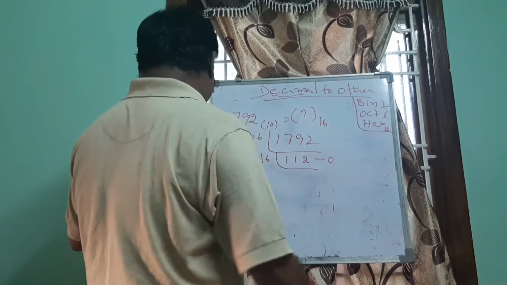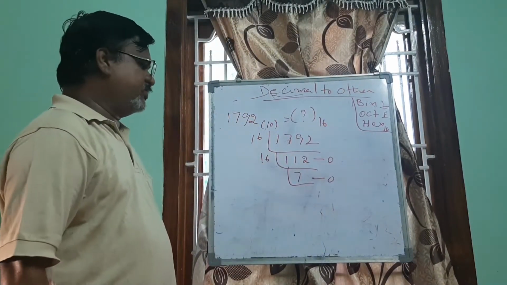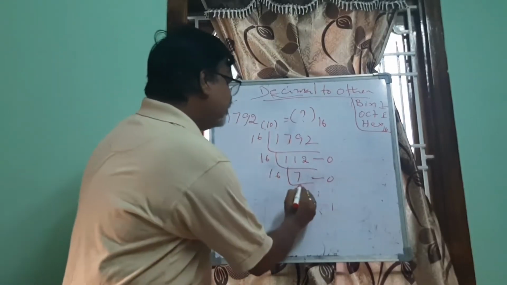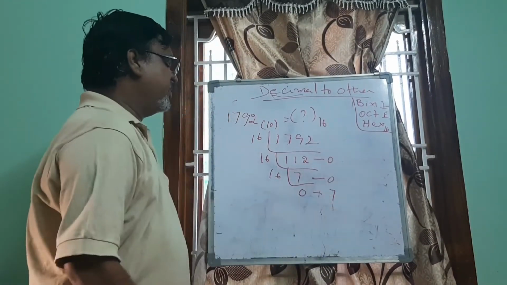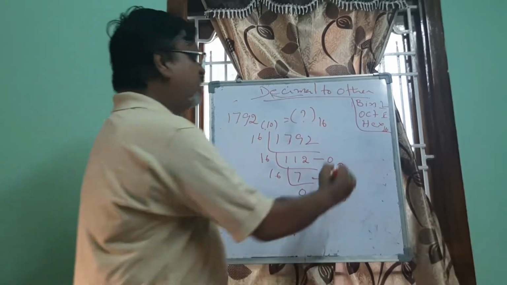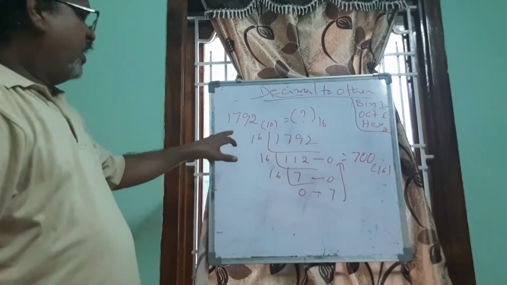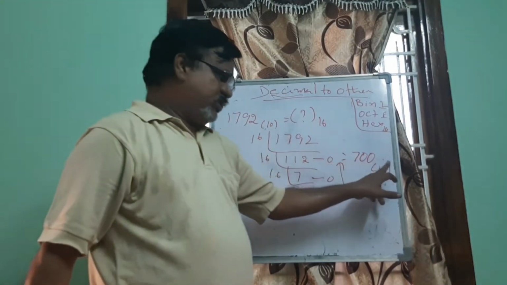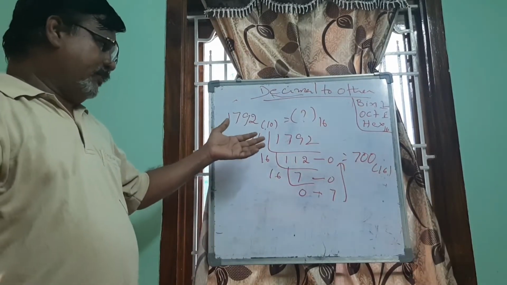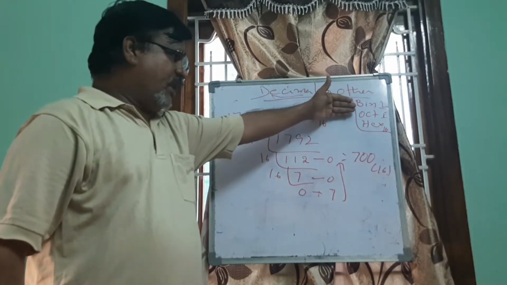Again you have to repeat this step. So 16 sevens are 112, so again the remainder is 0. Again you perform the process, 16 zeros, 0, remainder is 7. So then now you have to write this in the reverse order. So this is equal to 700 base 16. So 1792 base 10 is equal to 700 base 16. This is the way how you convert. So here we have taken 3 numbers of decimals and converted to binary and octal and hexa.